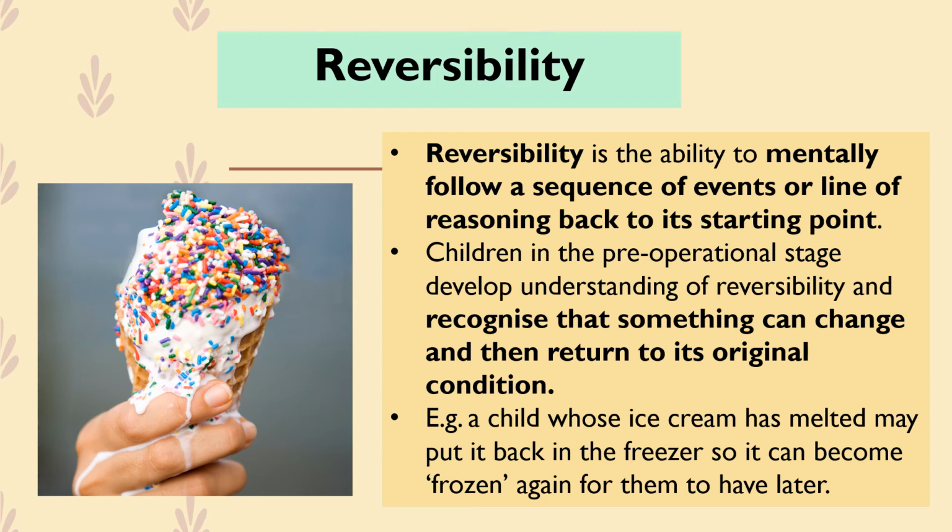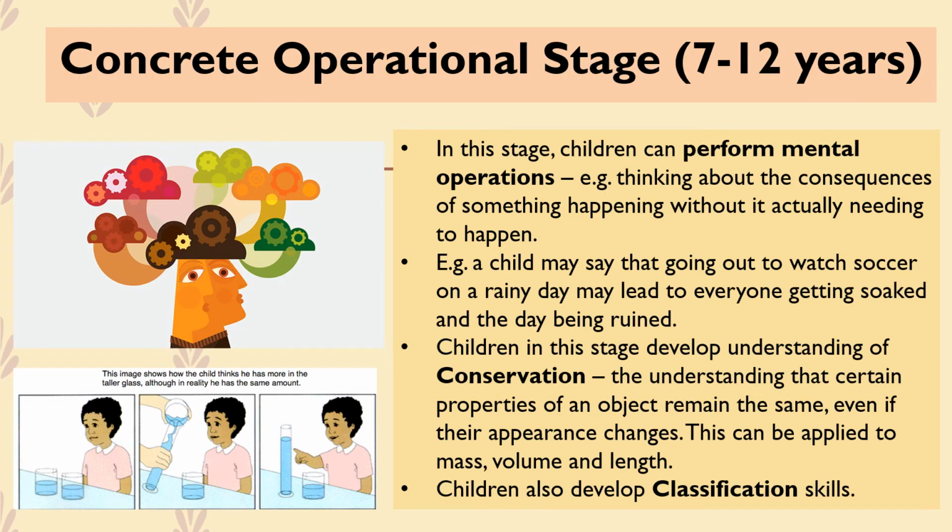So in the next slide, we'll be covering the concrete operational stage, which is the next stage of Piaget's theory of development. Now, the concrete operational stage is not the last stage, but it's one of the last stages of childhood, because it's between the ages of 7 to 12 years, okay? So after this stage, we've got the formal operational stage, but that's more into when you're a teenager into adulthood.